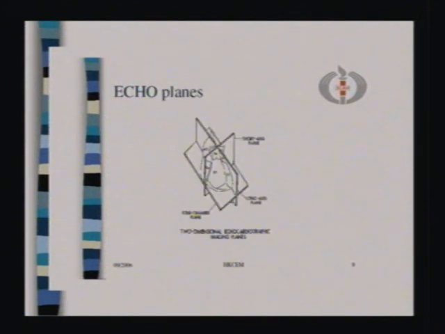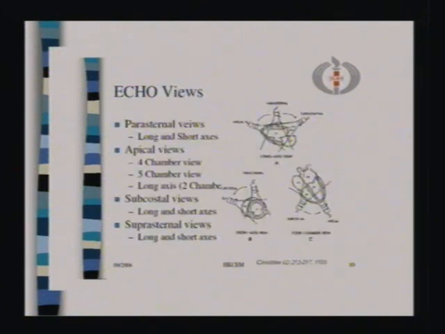Along with the views, you have certain echo planes which we cut across. Now you are seeing in this view the three important imaging planes. When we put the transducer in the window, we see the heart in these three planes: the long axis view, the short axis view, and the four chamber plane.